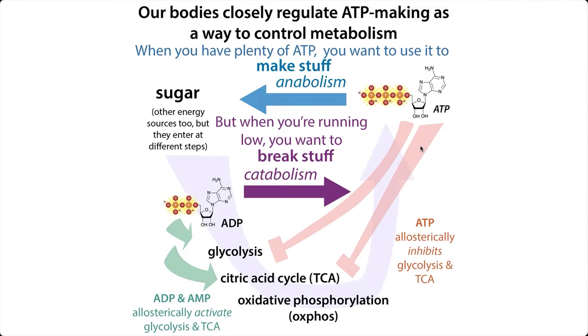We've got plenty of ATP. We don't want to break things down. We want to make things. And so we're going to activate the anabolic pathways. And not only do we want to activate the anabolic pathways, but we also need to be at the same time inhibiting the catabolic pathways, because we want to prevent ourselves from breaking down the stuff that we make. Conversely, if we have low amounts of ATP, that means we've got a lot of ADP and AMP. Those are going to actually activate those pathways that are going to produce more ATP, and they're going to inhibit the pathways that are going to use the ATP that we have.